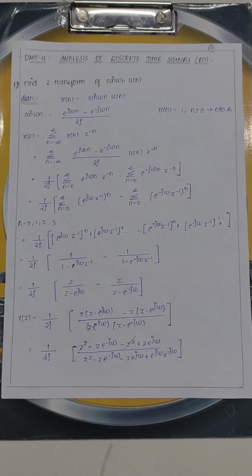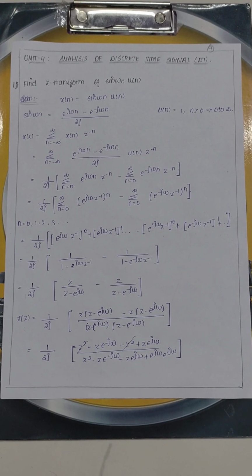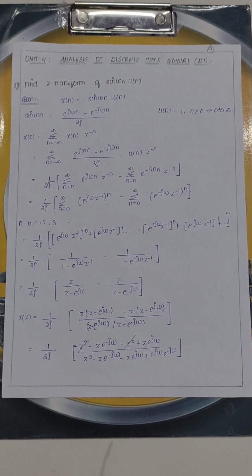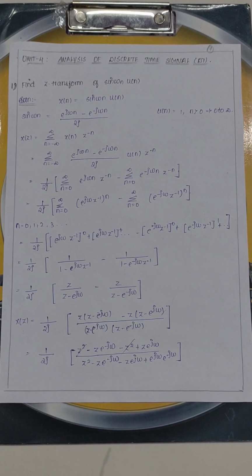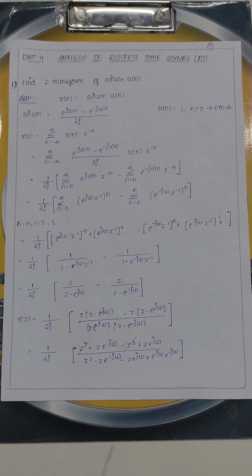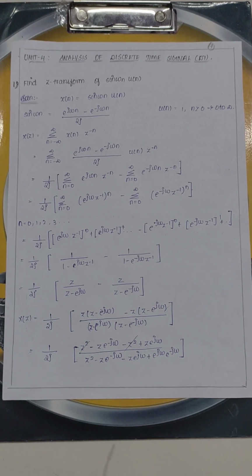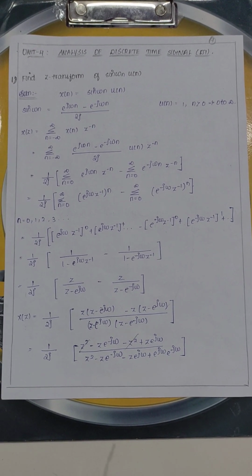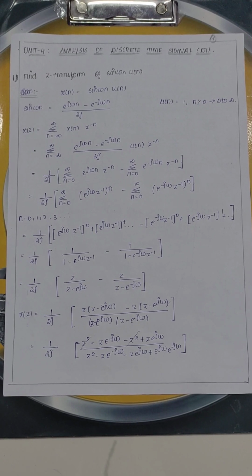I have given the 6 videos posted on YouTube for the 1st, 2nd and 3rd units. Now I'm moving to the 4th unit, analysis of discrete time signals. Whenever the discrete time signal is there, the transformation is called the Z transform. The question is, find the Z transform of sin omega n u of n.